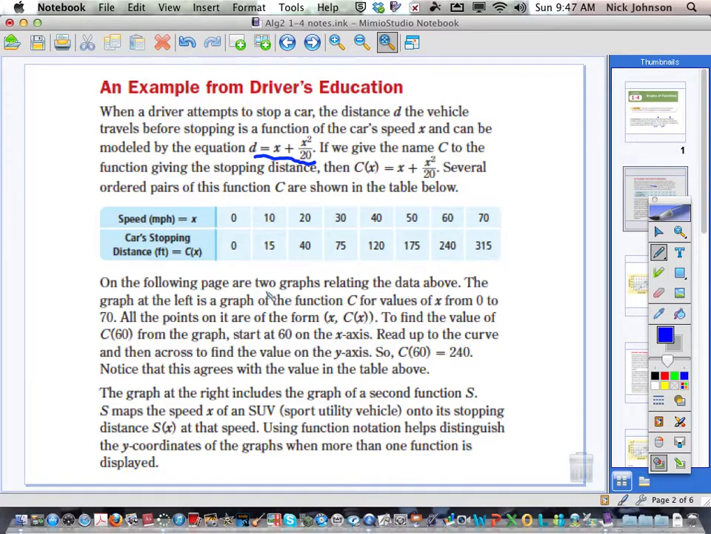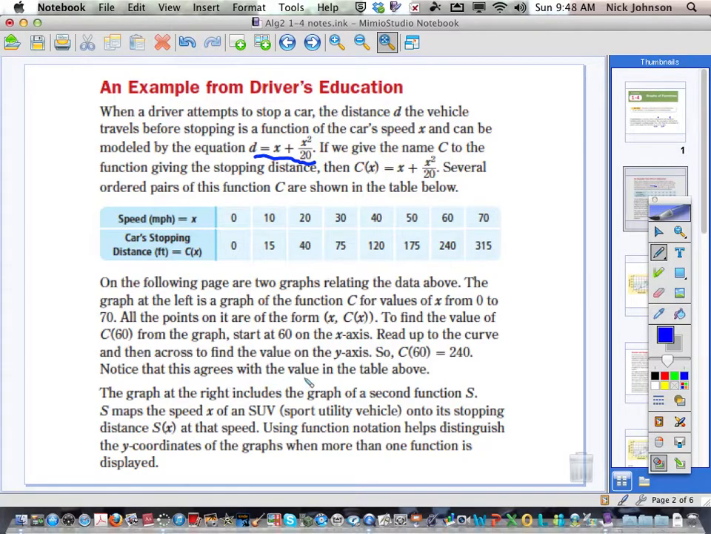On the following page are two graphs relating the data above. The graph at the left is a graph of the function c for values of x from 0 to 70. All the points on it are of the form x comma c of x. To find the value of c of 60 from the graph, start at 60 on the x-axis, read up to the curve, and then across to find the value on the y-axis. So c of 60 is going to equal 240. Notice that this agrees with the value in the table above. We're going to look at the table in just a little bit.